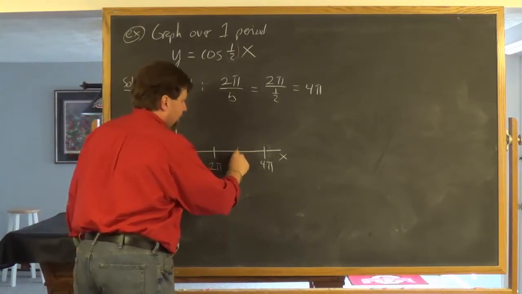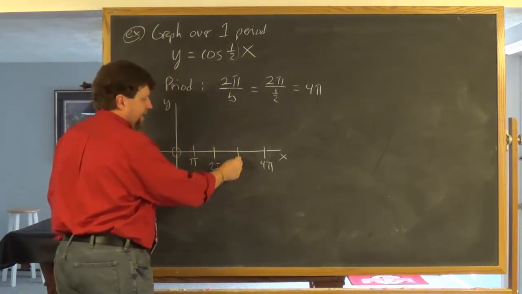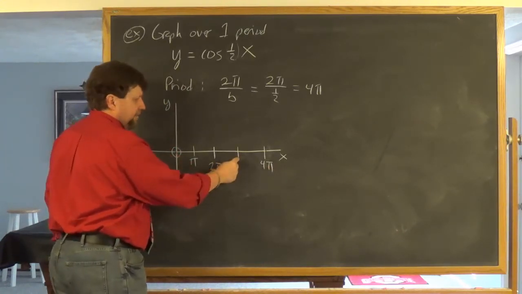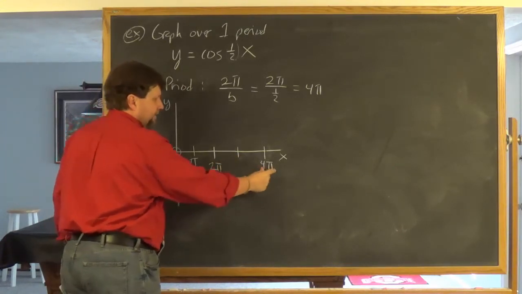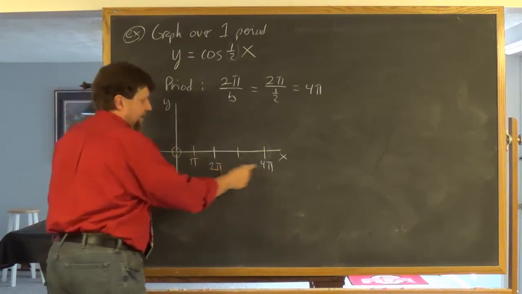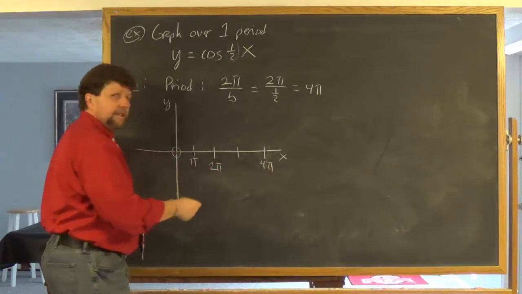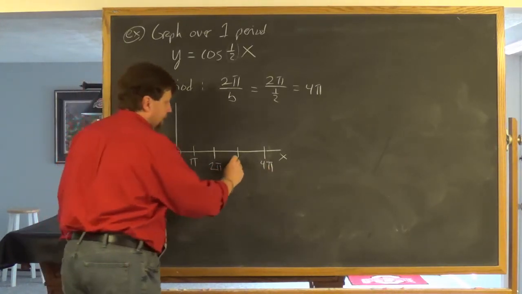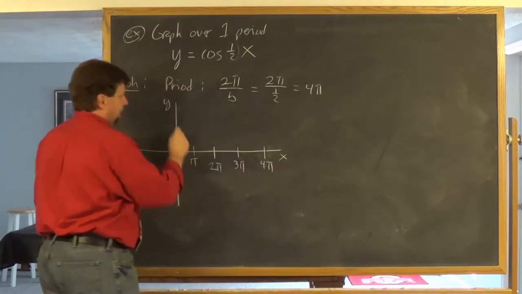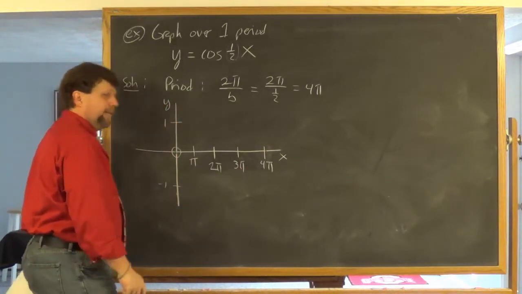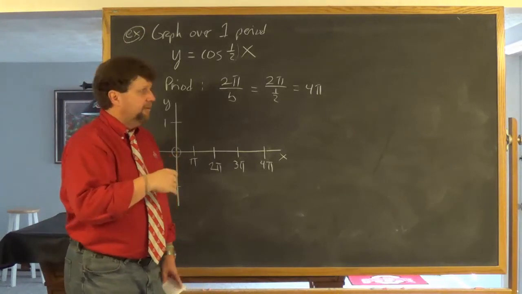The third quarter point is halfway between the midpoint and the right endpoint. This point here is halfway between 2 pi and 4 pi. Add these together and divide by 2. So 2 pi plus 4 pi is 6 pi. Half of 6 pi is 3 pi. And now I'm going to plot these 5 key points.